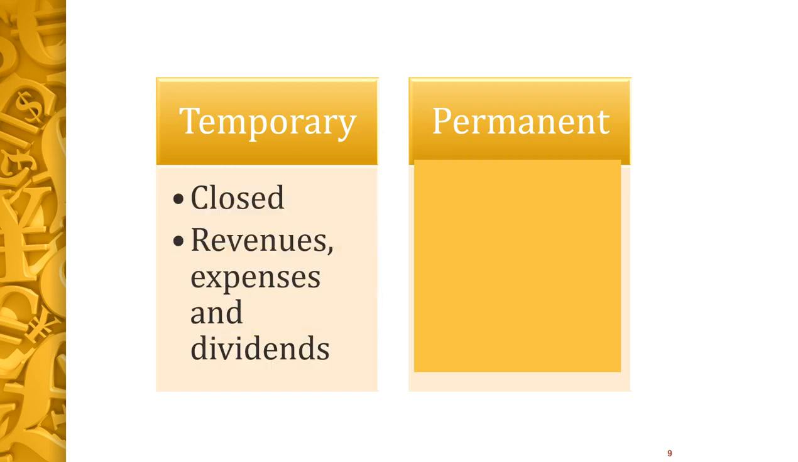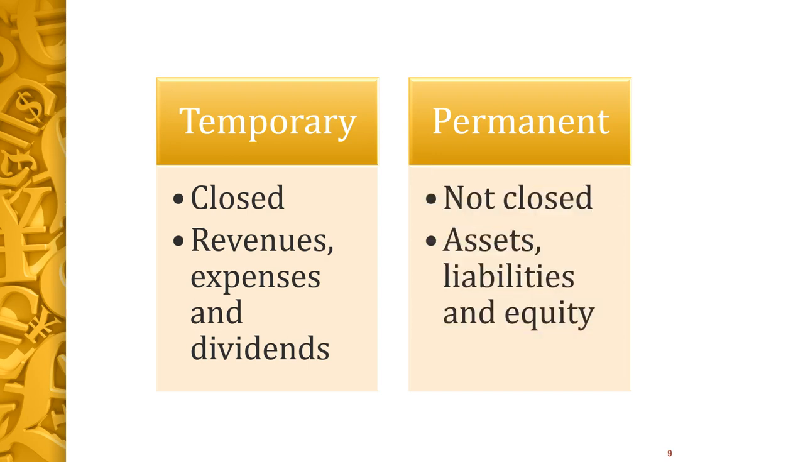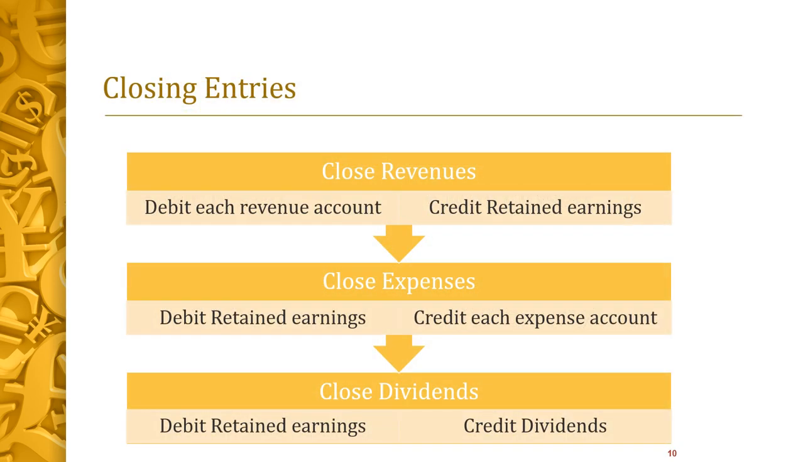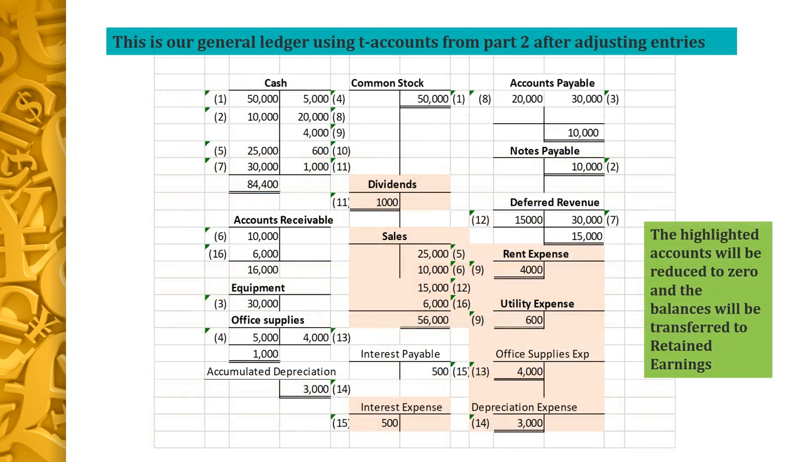Again, temporary accounts closed are revenue, expense, and dividends. Permanent accounts are not closed. These are assets, liabilities, and equity. Now, when we do the closing entries, we start with revenue, then we do expenses, and then we do dividends. So, when we look at our general ledger, everything that I've highlighted are all the accounts that must be reduced to zero. They're the dividends, our revenue, and expense accounts.